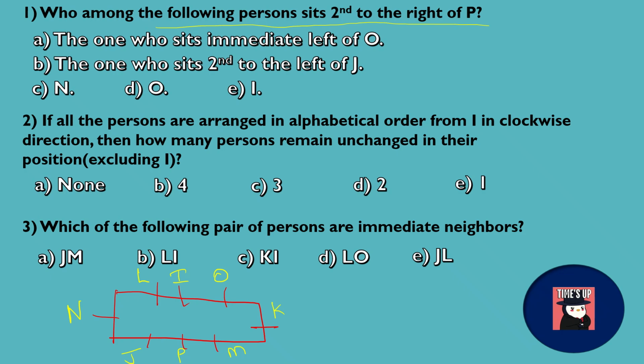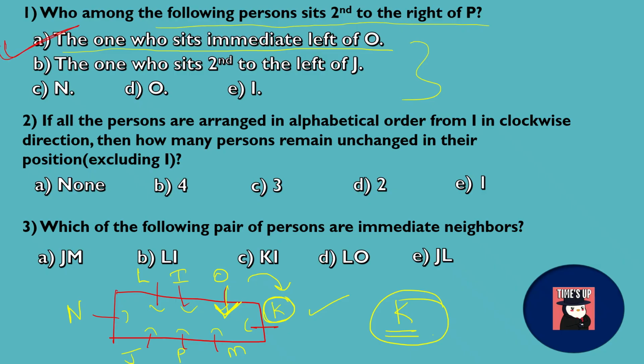Now what they have asked: who among the following persons sits second to the right of P? All are facing towards the center. So second to the right of P, if I see in this arrangement, it will be K. K should be the answer. But K they have not directly given in the options. Now see what they are saying: the one who sits immediate left of O. The one who sits immediate left of O is K only, and we want K only as the answer. So the correct option is A.